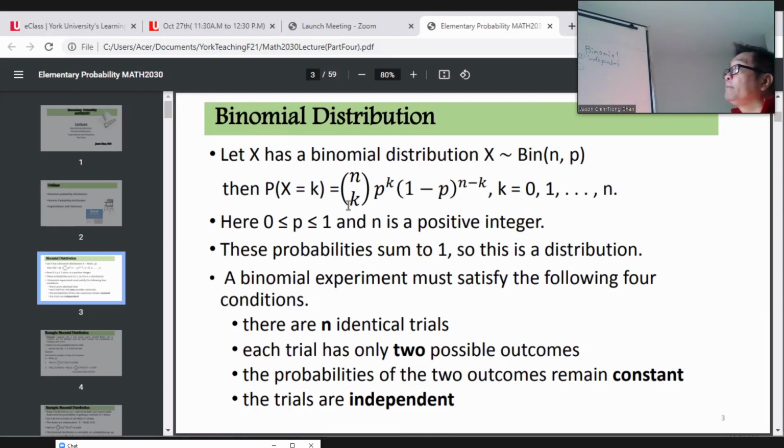Second, what is the meaning of binomial, like bicycle? Yeah, 2. So we only got 2 outcomes.